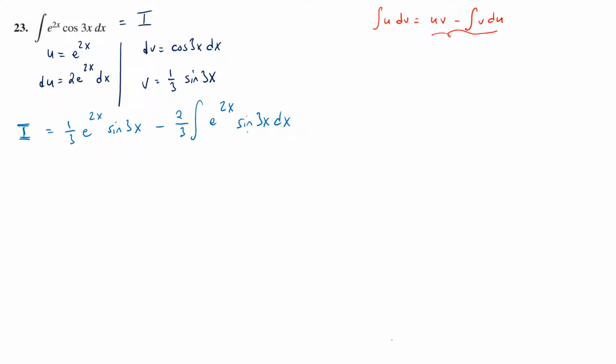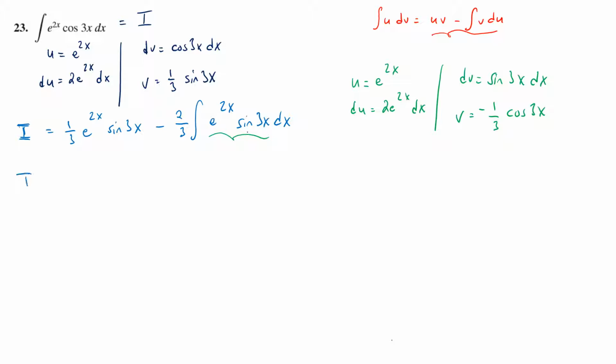We're going to do parts again with this integral. And so over here I'll go u equals e to the 2x. du is 2e to the 2x dx. dv is sine of 3x dx. And so we'll have cosine 3x after integrating, along with the 1/3. And if I integrate sine, it's a negative sign, so I need to put a negative there.